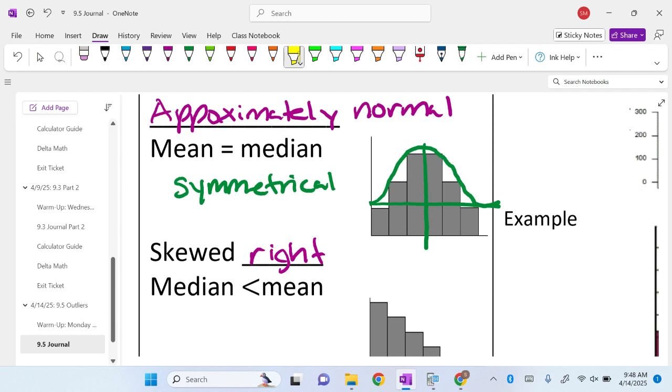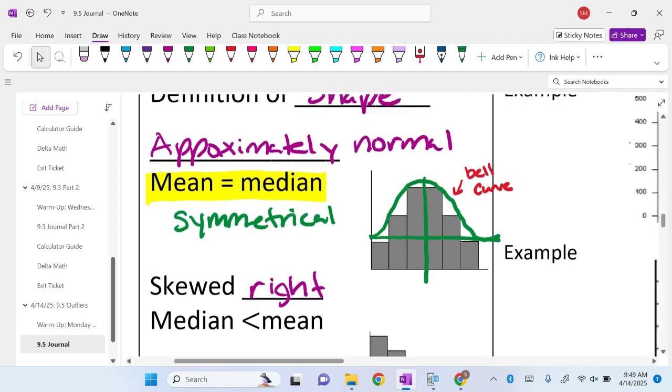Now, this happens when your mean equals your median. So even if you weren't looking at a graphical representation of the data, your mean also equals your median. There are two types of symmetrical graphs. There is this one that they have for us, which is known as the bell curve, because the curve itself actually looks like a bell.